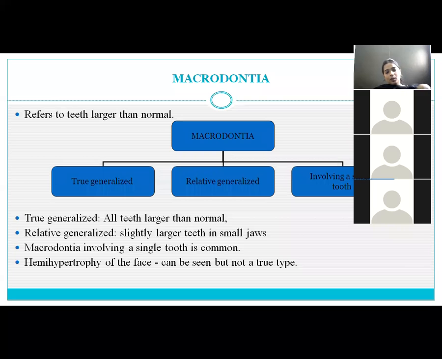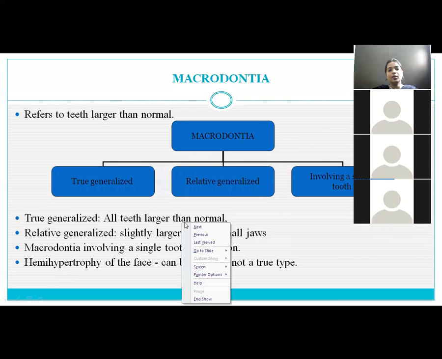It is also a common condition. And next is hemihypertrophy of the face. Hemi means one side of the face is affected, so hemihypertrophy means increased size of one side of the face. It can be seen, but not at all times. This anomaly can be seen with macrodontia.